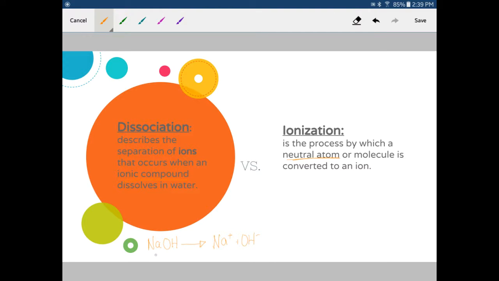Okay, if I look at something more complex, I could look at calcium, let's do calcium phosphate.